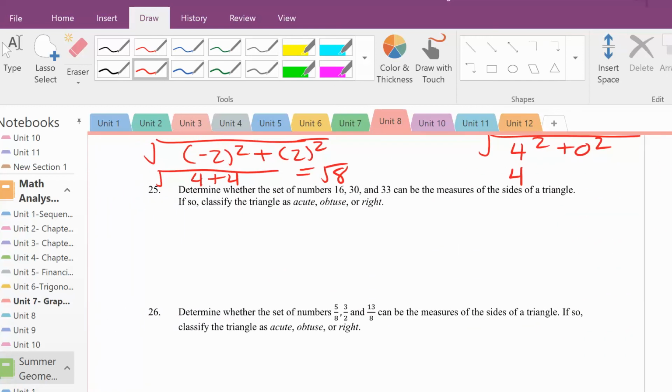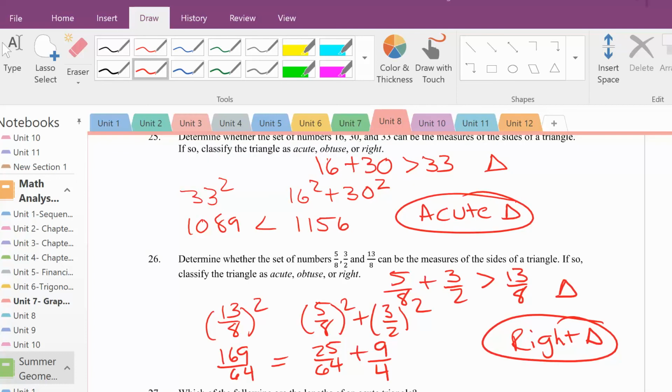All right, so determine whether 16, 30, and 33 can be sides of a triangle. Why don't you do the last three on your own, and then we'll go over the answers. All right, so for 25, 16 plus 30 is greater than 33, so it's a triangle. And then when you compare 33 squared to 16 squared plus 30 squared, it is less than that, so that means it's acute.